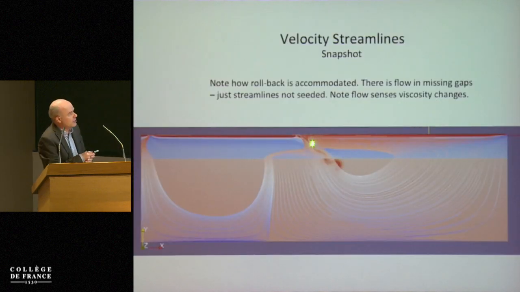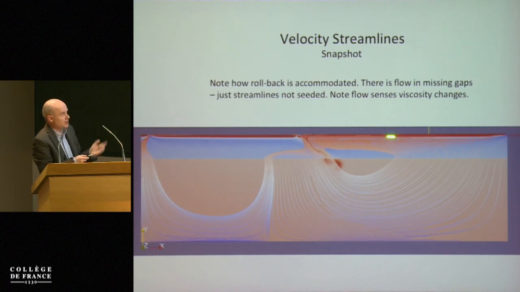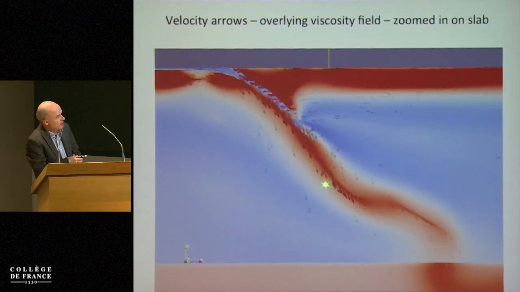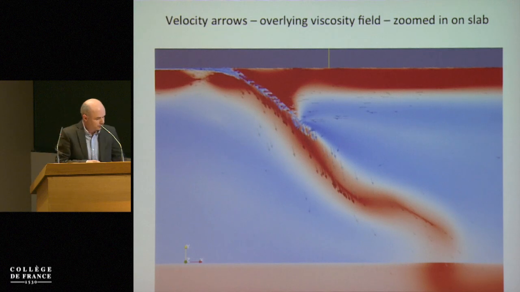Okay, so the streamlines: if you're getting rollback, the material from this side has to find its way to this side. Remember, this is now a closed box in this case, and this is the route by which it does it. These streamlines just haven't been seeded, but you can pretty much guess the flow that is required there. If we zoom in, we can see the slab itself wants to fall vertically, and it clearly drives the induced flow.